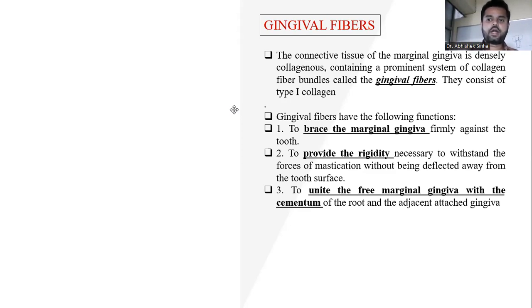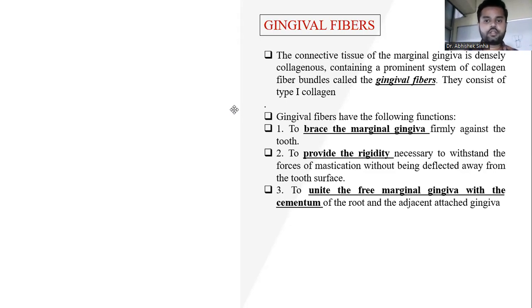The connective tissue of the marginal gingiva is densely collagenous, containing a prominent system of collagen fiber bundles called gingival fibers. Gingival fibers have the following functions. They brace the marginal gingiva. You have heard the term brace for impact in airplane crashes. It means making sure that the injury does not take place too much. So the fibers brace the marginal gingiva firmly against the tooth to make sure it is not bruised against anything. Also, they provide the rigidity necessary to withstand the forces of mastication.